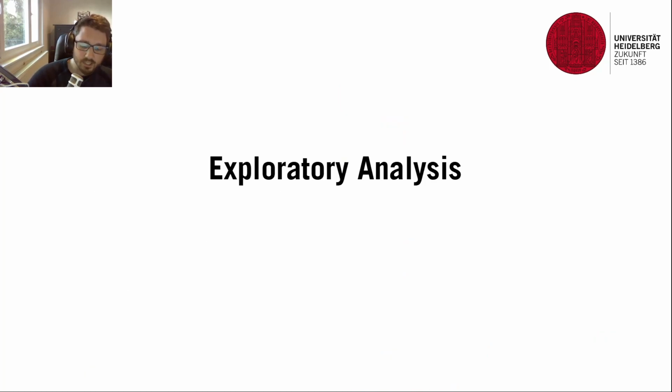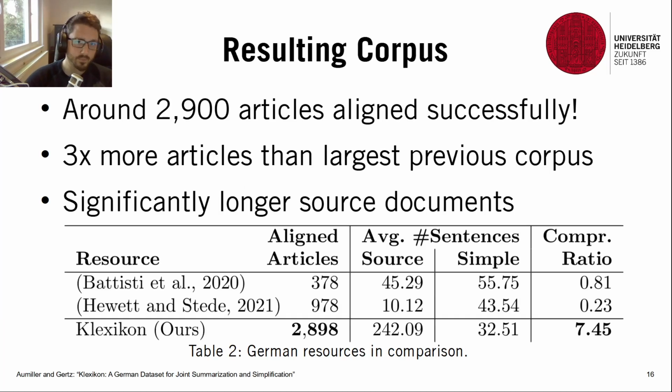With that, we actually have all the necessary tools to create an alignment and have performed the actual extraction itself. So now we can start looking at the properties of our resulting dataset and some of the suitability issues for simplification and summarization in this setting. The good news is we get around 2,900 articles that we have successfully aligned with the methods described before, and that itself is an almost 3 times increase over the largest previous resource, in particular for German.